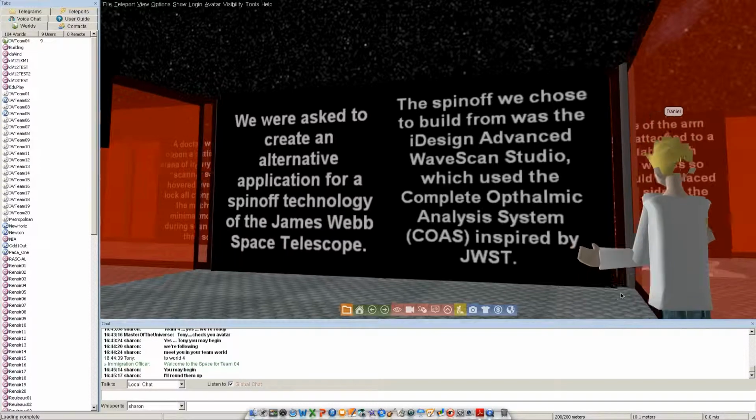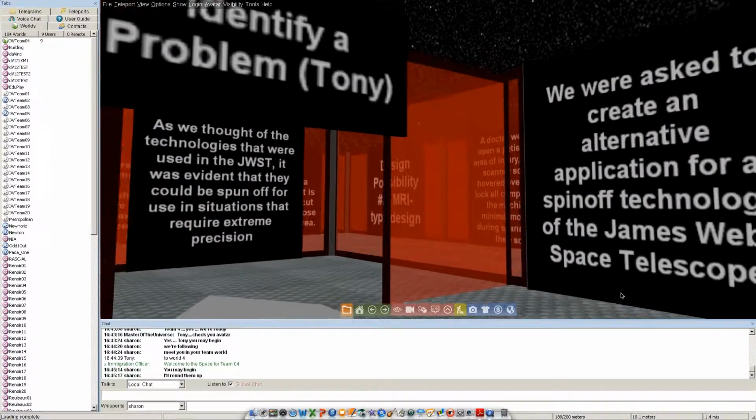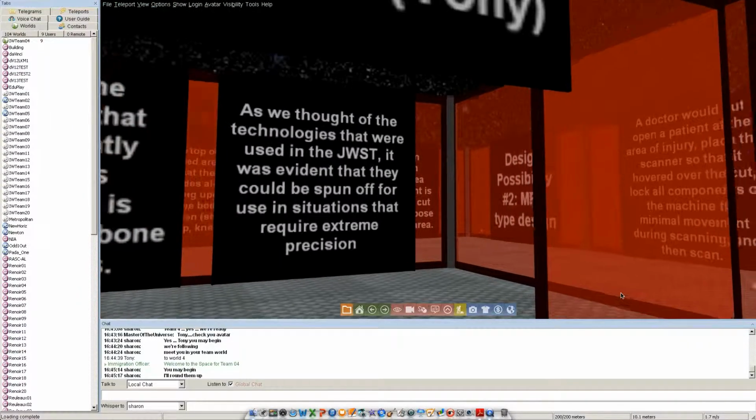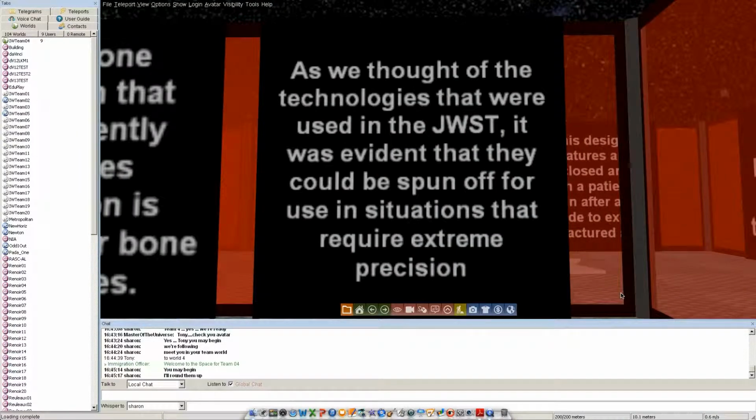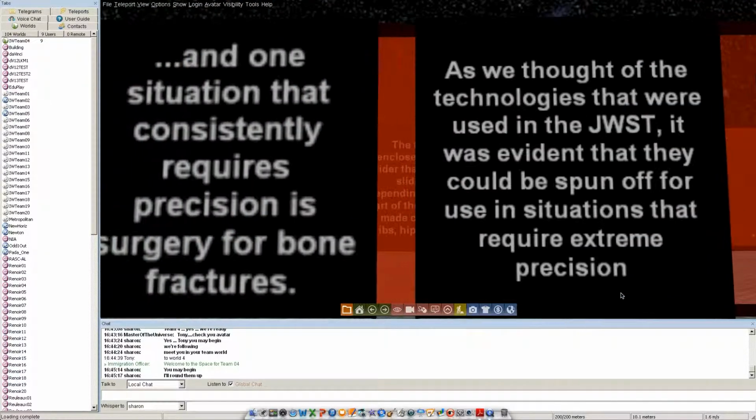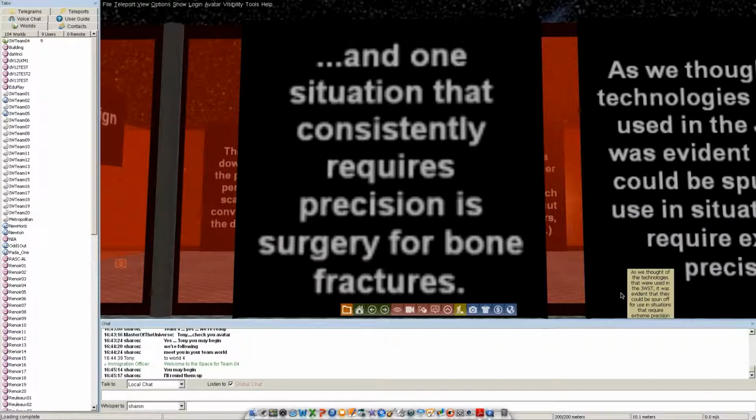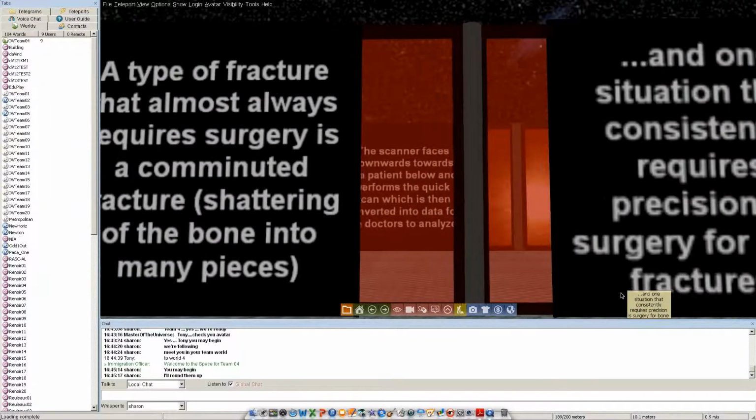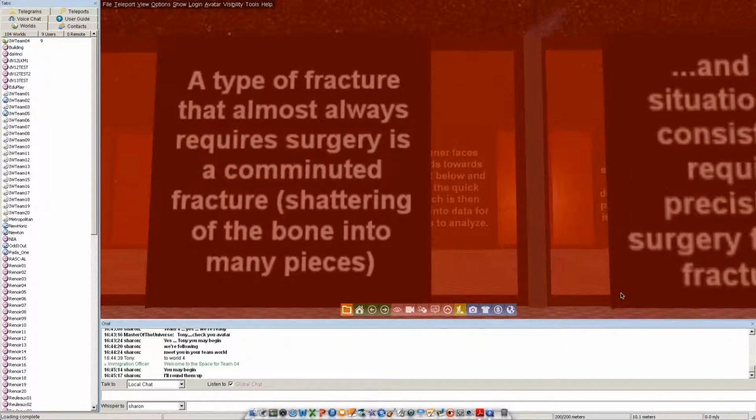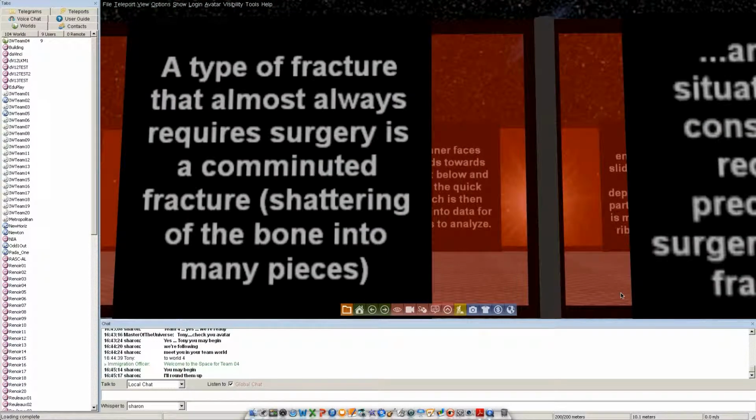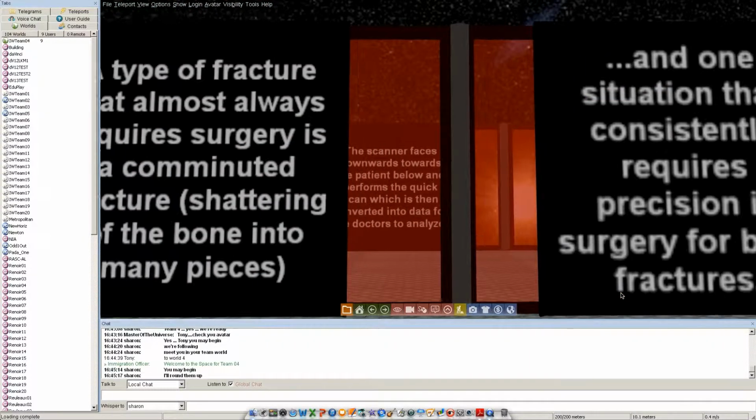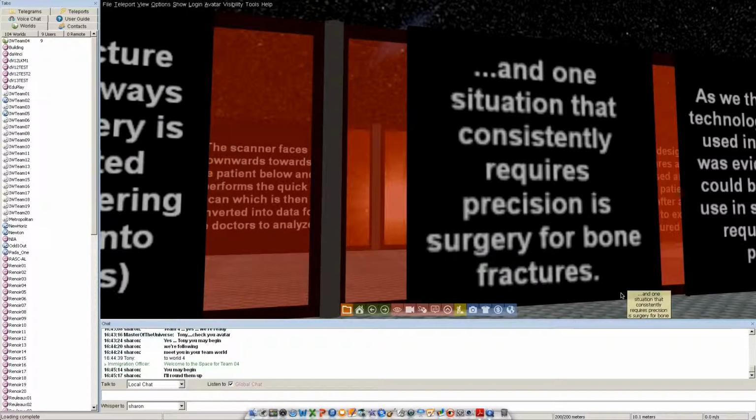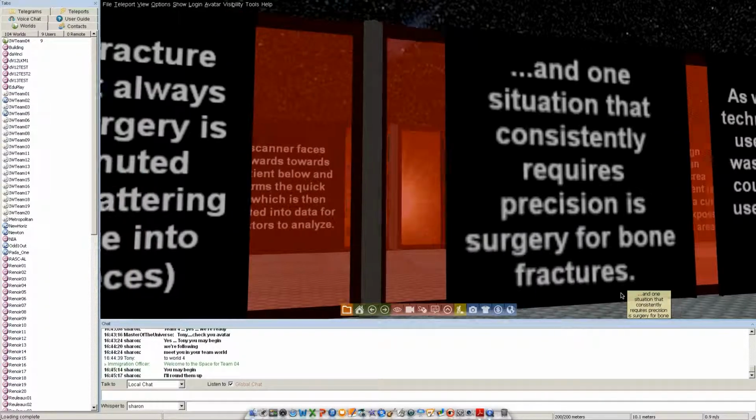So if everyone wants to turn left, I'm going to talk to everyone about the first step in the engineering design process, which is identifying a problem in the world that needed to be solved. As we thought about all of the different technologies that were used in the James Webb Space Telescope creation, it was obvious that something they all had in common was they could all be spun off for things that were useful in situations that required extreme precision and accuracy. So we figured that one situation that needed precision and accuracy every single time was surgery, specifically for bone fractures.